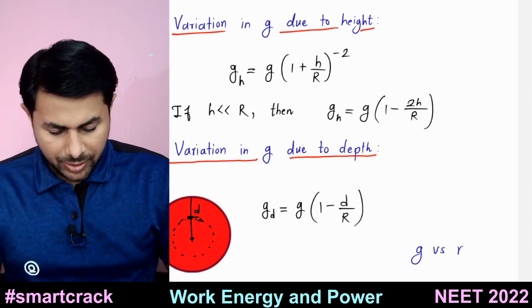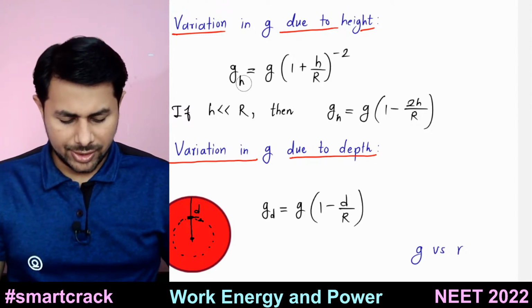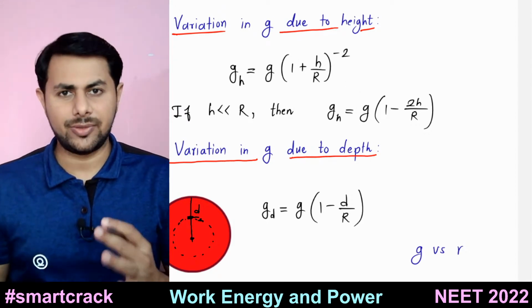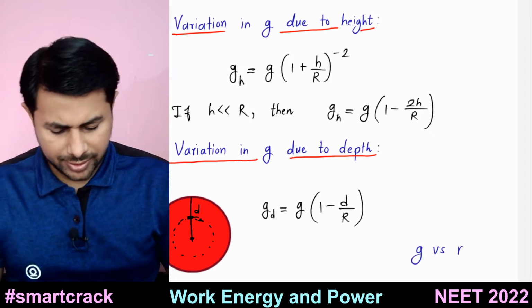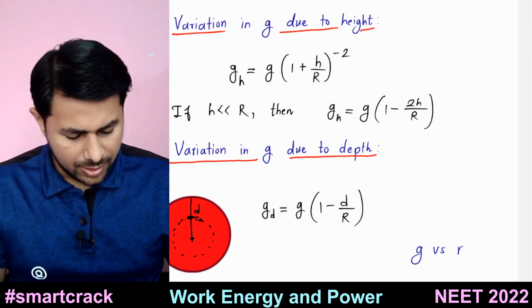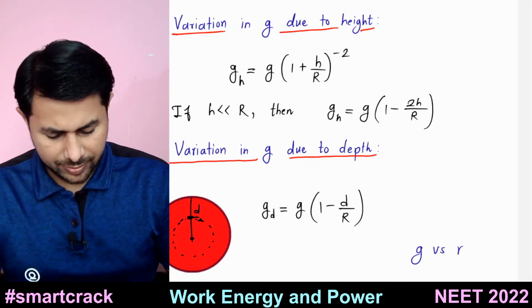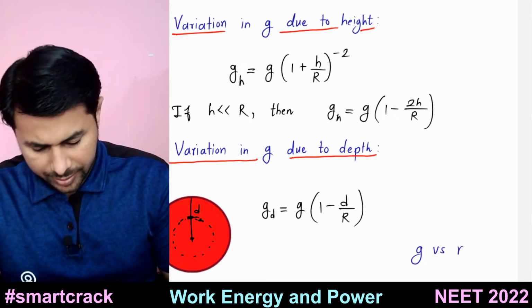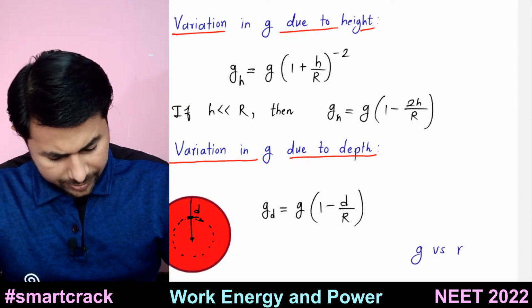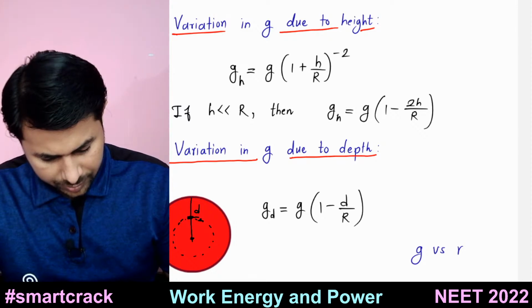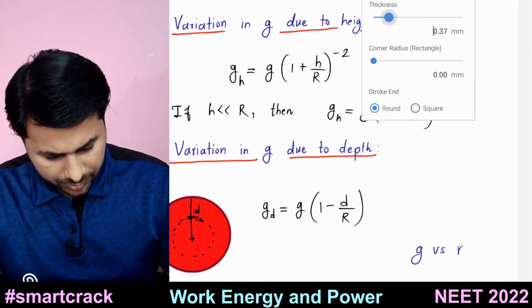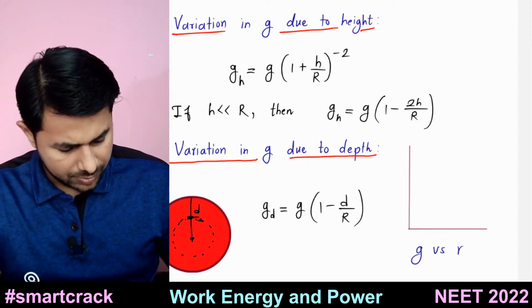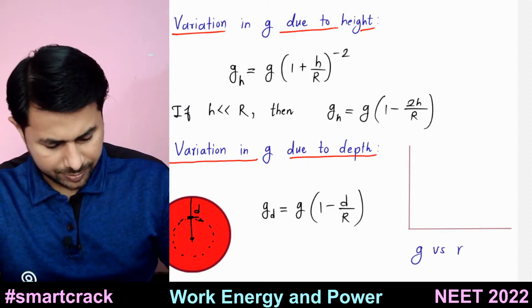Now we know these two formulae, the acceleration due to gravity at height h and acceleration due to gravity at depth d. So what we can do is plot the g versus r curve. g is the acceleration due to gravity, so we'll plot g versus r, the distance from the center of Earth.